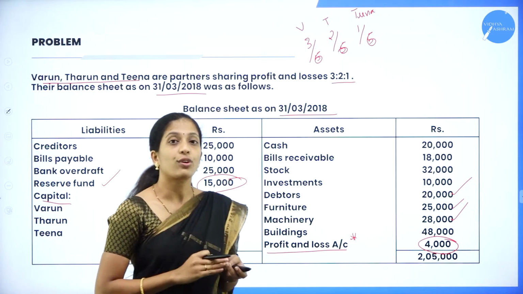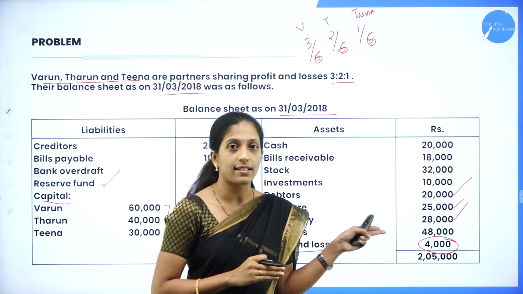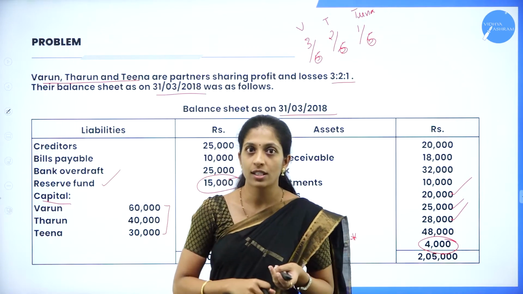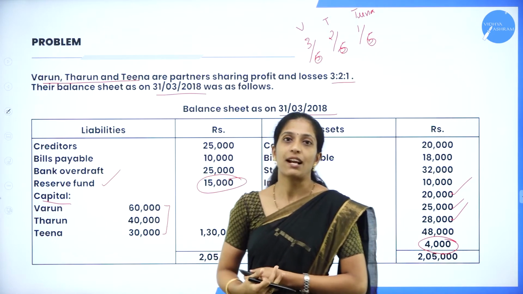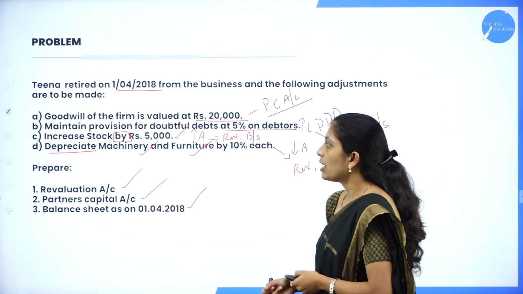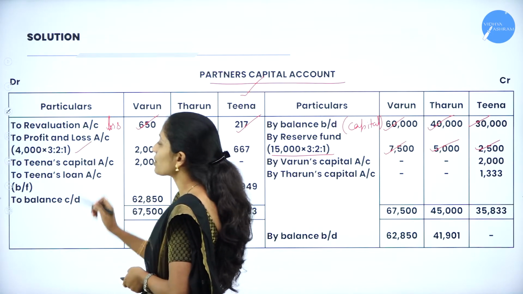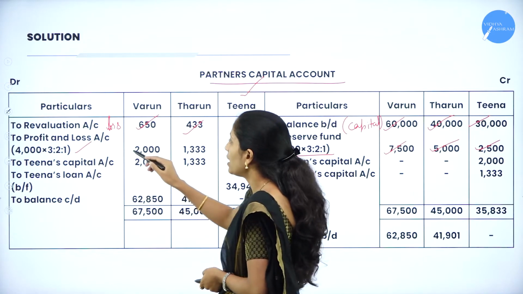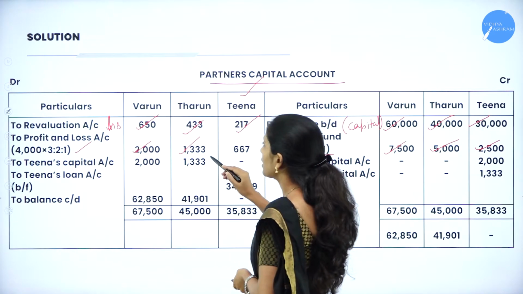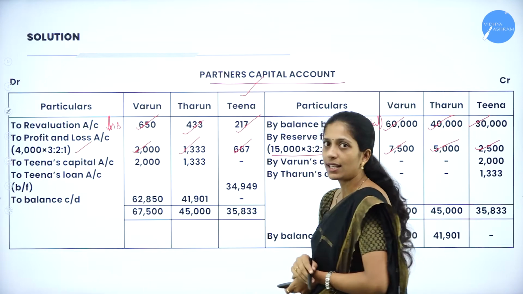Clear? So how to record? Now this is there in the asset side, so it means it is a loss. So we have to take it in the debit side of the partners' capital account. How to take? Profit and loss account 4,000 into 3:2:1, so we'll get 2,000, 1,333 and 667.